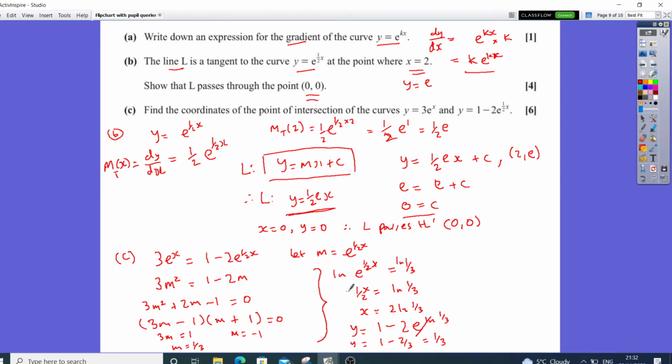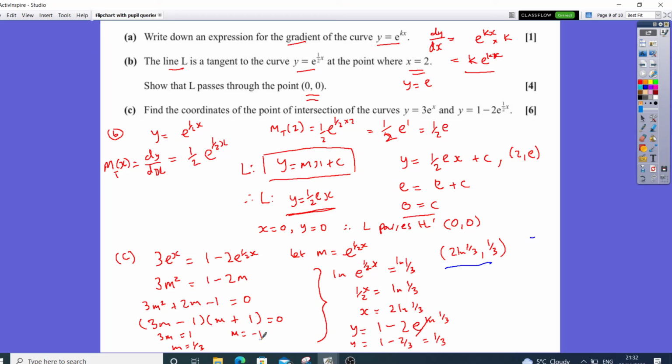Okay, so this is one of the coordinates where the line is going to find the coordinates. So when x is 2 ln of 1/3, y is going to be 1/3 here. Okay. Now, the second point, let's just do that in blue. Right, so that's one of the points of intersections. Now, let's see if there's a second point.